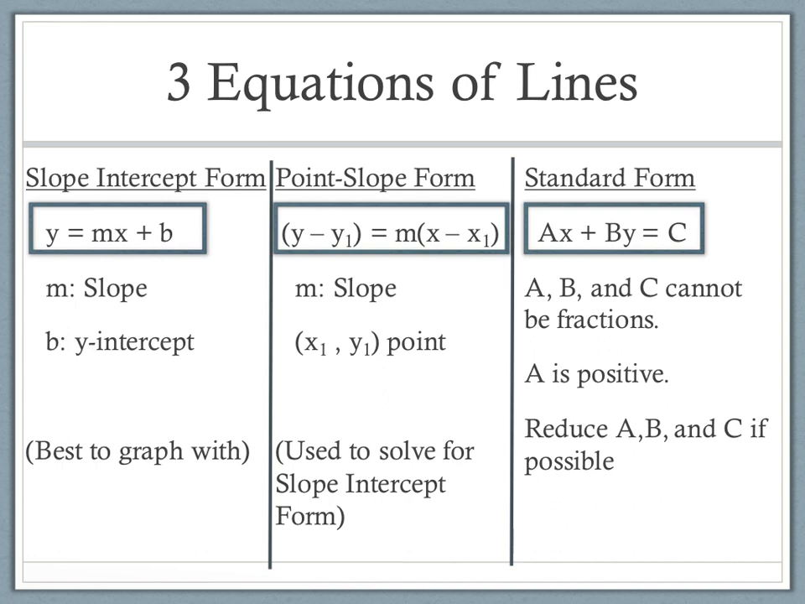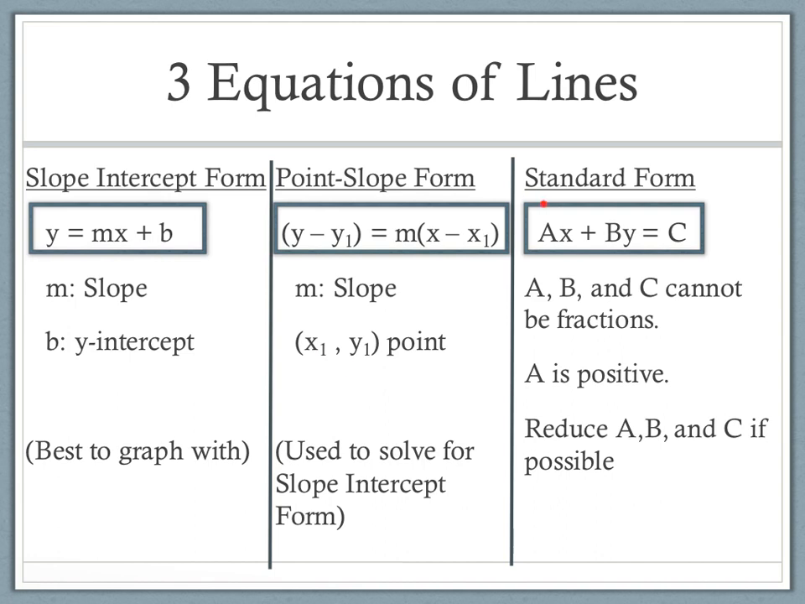Okay? Now, if they give you a point and a slope, we can use point slope form. Okay? This one's really helpful when we want to get a point and a slope and then we want to write it into a different form. Okay? So, m is our slope, x1, y1 is just a point they give us.